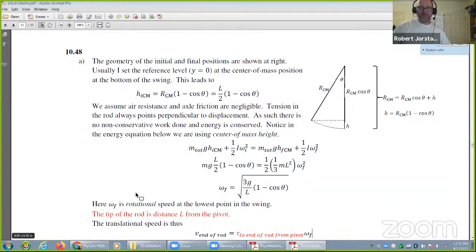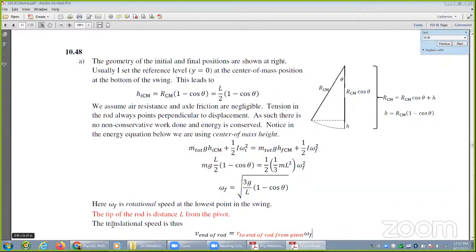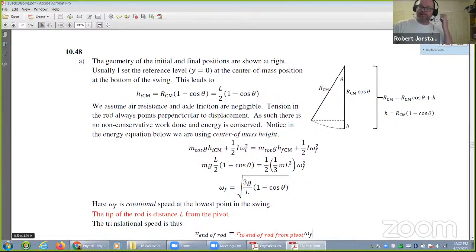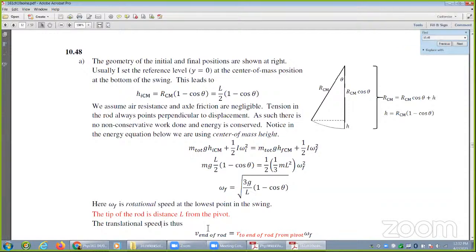What do you think? Is that making some sense? Yeah, every point on the rod has the same omega. Correct. Every point on the rod has the same omega. Every point on the rod has a different V. Agreed? Yeah. All right.